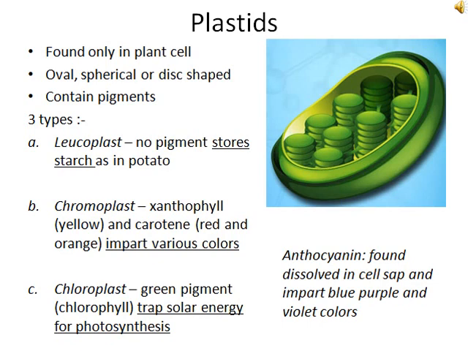Next is the chromoplast. Chromoplasts give color to the various parts of the plant. They contain the colored pigments. There are different colored pigments. The yellow color is given by a pigment called xanthophyll, and the orange and red color is given by a pigment called carotene. These pigments are present in the chromoplast. These chromoplasts impart various colors to the various parts of the plant, such as fruit, flower, etc.